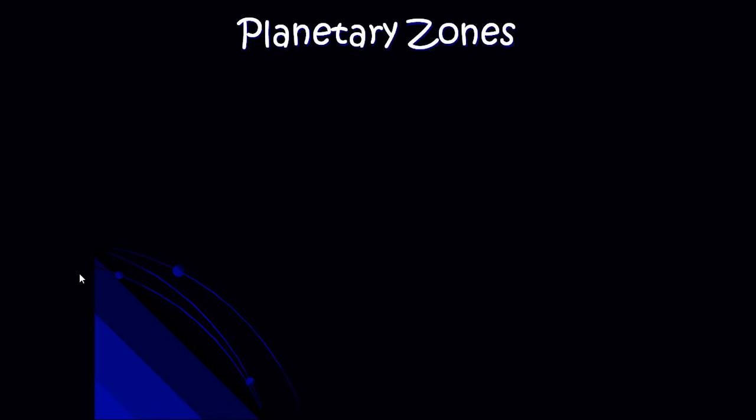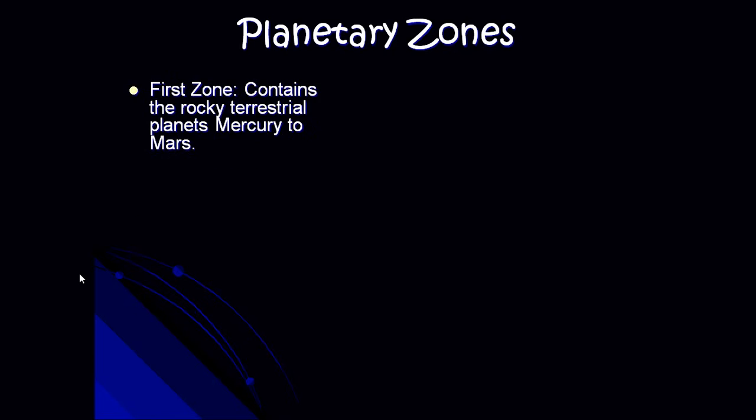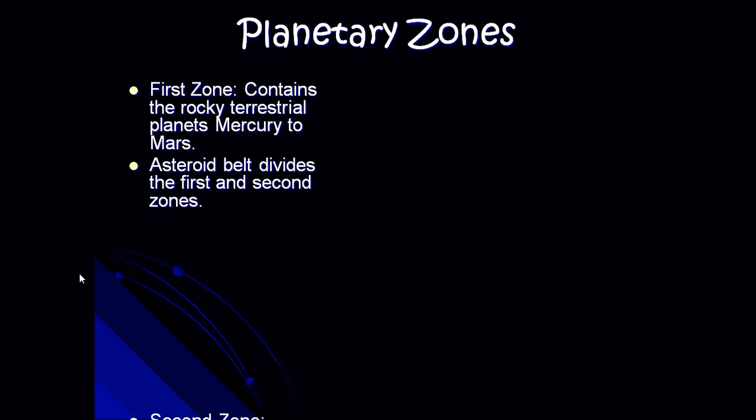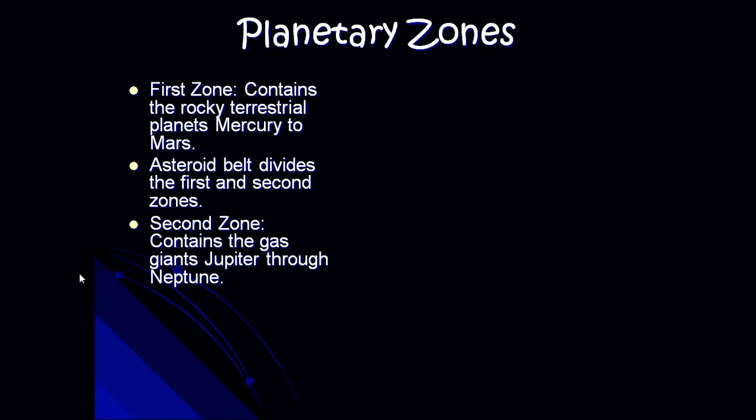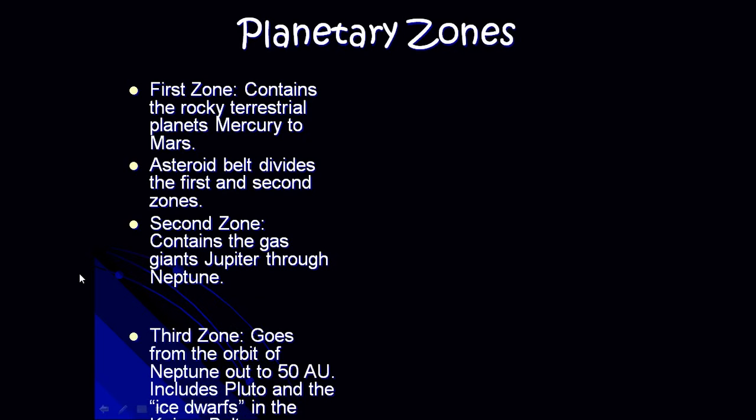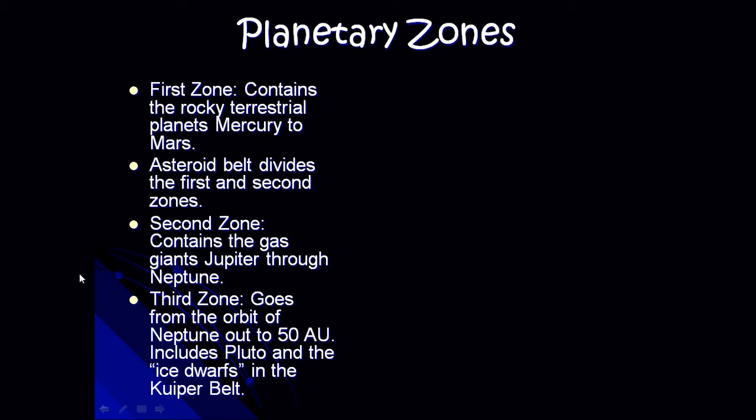So let's talk about these planetary zones. The first zone contains the rocky terrestrial planets that span between Mercury all the way to Mars. The asteroid belt divides the first and second zones. The second zone contains the gas giants that range from Jupiter to Neptune. The third zone goes from the orbit of Neptune out to about 50 AU, and this includes Pluto and the ice dwarfs in the Kuiper belt.